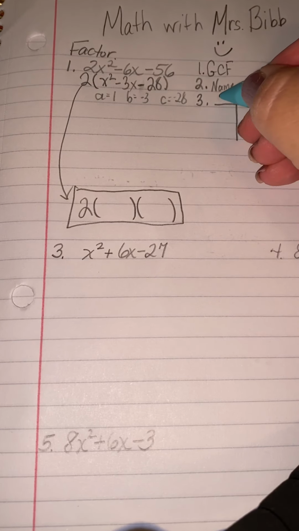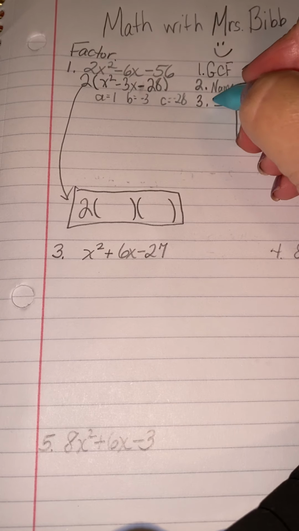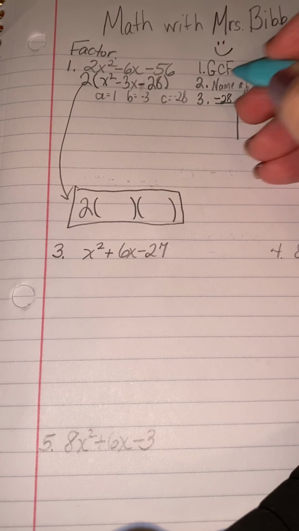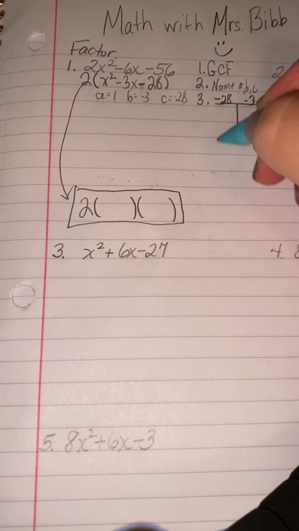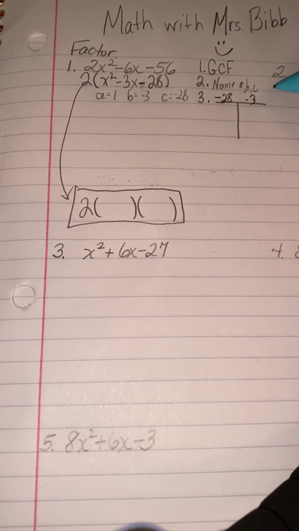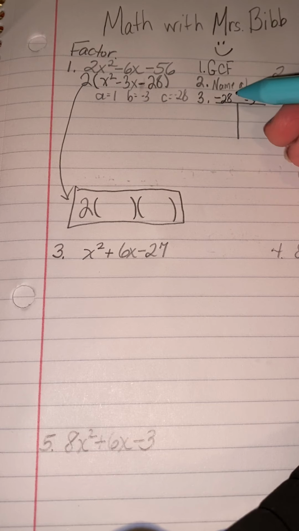In this chart, I want factors of A times C, the things that multiply to give me A times C. And I want a sum of B. This affects which factors I put here. I want to be smart and not overwork myself, because there are many factors of negative 28. For example, positive 1 and negative 28, negative 1 and positive 28. I want to be smart and choose just the one pair of factors that I would possibly need.